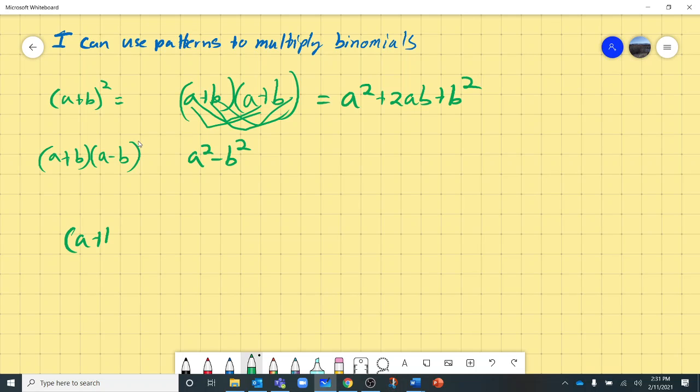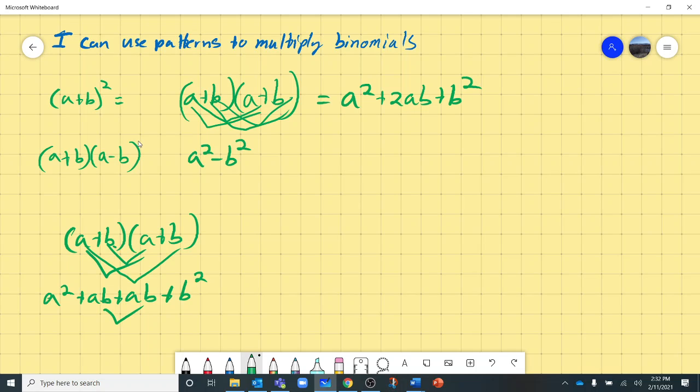We'll start with the a plus b squared, which is a plus b times a plus b. A times a gives us a squared. A times b gives us ab. B times a gives us ba, but we can write that the same way, right? Ba is the same thing as ab, so we have ab plus ab, and then we have b times b is b squared. These two can combine to be 2ab, and we end up with a squared plus 2ab plus b squared. And that will always work, a plus b times a plus b.